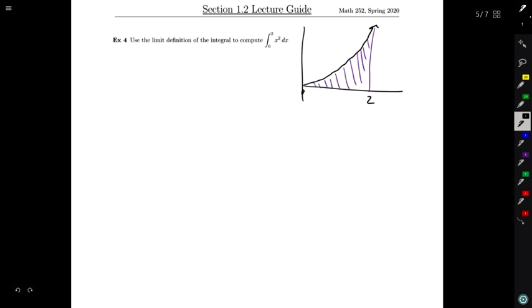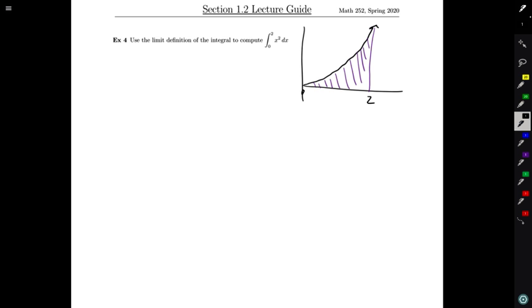Now, this is a parabola. It's not a circle, so we can't use anything about the areas of circles to help us out here. It's also not a straight line, so we can't use anything about the areas of rectangles and triangles. So in fact, we're stuck using the limit definition of the integral to compute this area. This is going to be a new area computation for us. Before this, we didn't know how to compute areas under parabolas, so this is a nice new ability that calculus gives us that we didn't have from geometry or algebra.